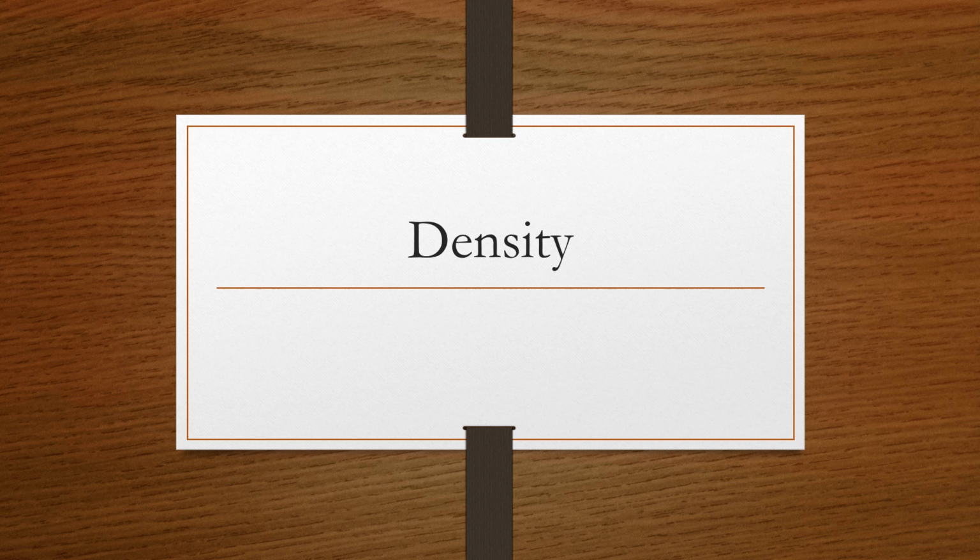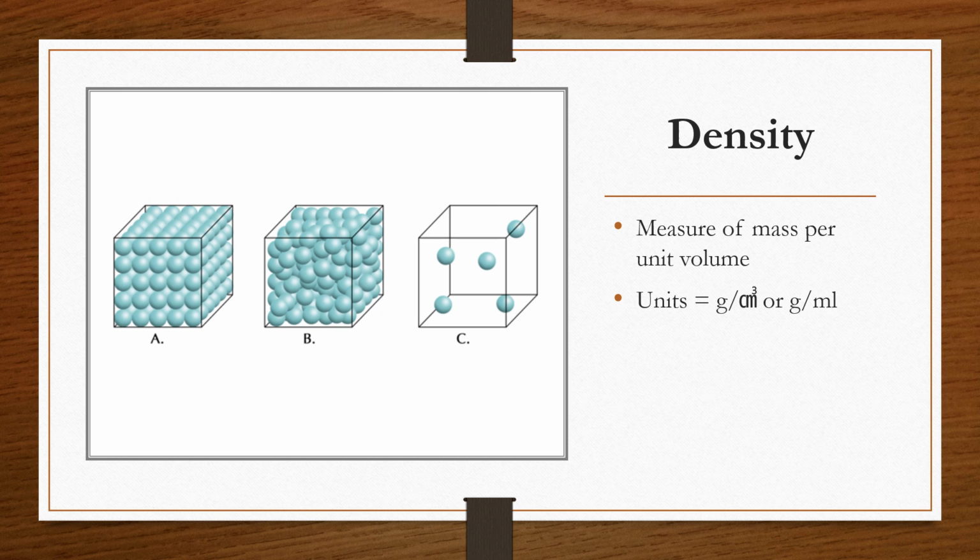So this is just a brief overview of what density is and how we measure it. First of all, density is a measure of mass per unit volume, and all that really means is that it's how much stuff, how many atoms, how much matter is in a specific volume of any substance.